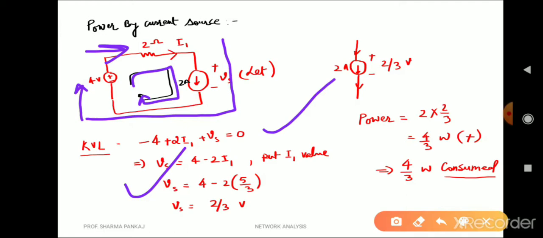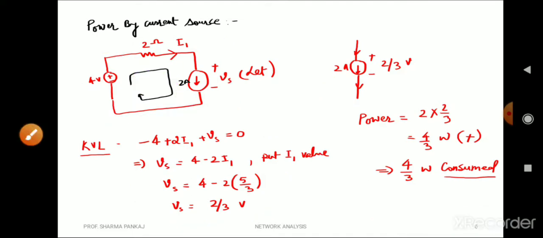We were interested in finding the voltage Vs which we assumed across this particular 2 ampere current source. After this calculation, Vs comes out to be 2 by 3 volt. Now we have successfully calculated the voltage across this current source. The current source magnitude is 2 ampere, and it has 2 by 3 volt across it.